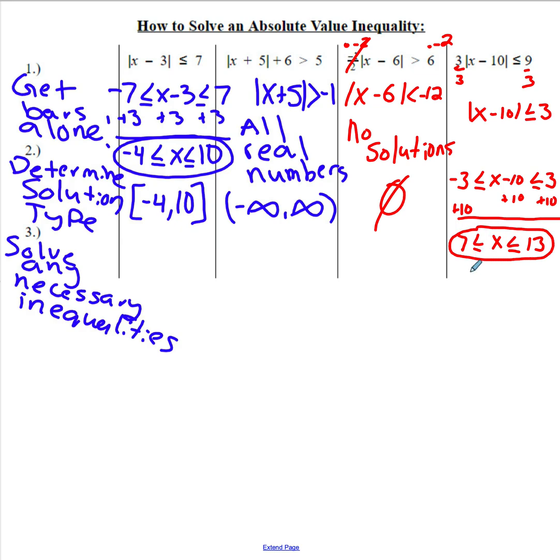As an interval, because this is or equal, you would do hard bracket 7, 13, close the hard bracket. Okay, you can also notice those are the numbers that are within 3 units of 10, right? 7 is the lowest you can go, being 3 units from 10, and 13 is the highest you can go, being within 3 units of 10.